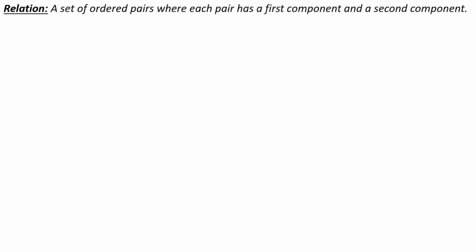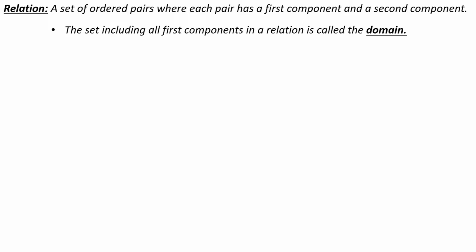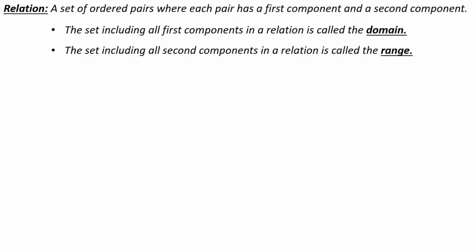Welcome, my friends! A relation is a set of ordered pairs where each pair has a first component and a second component. The set including all first components in a relation is called the domain. The set including all second components in a relation is called the range.